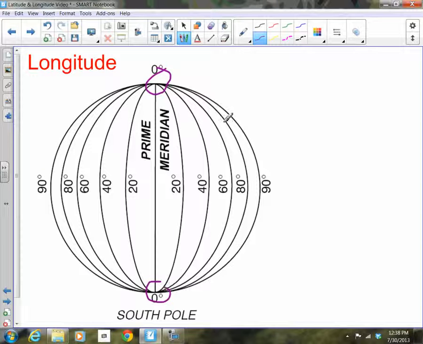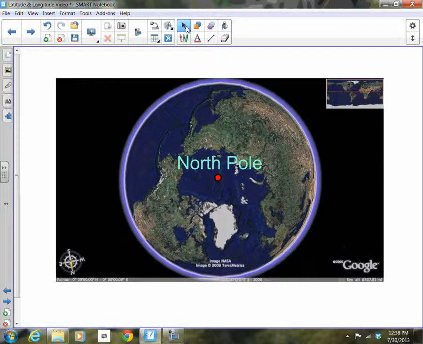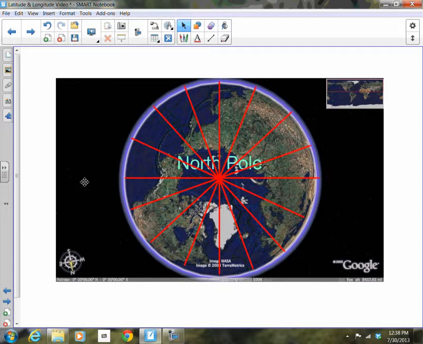Lines of longitude are also called meridians, with the 0-degree line of longitude called the prime meridian. Let's take a look at what these look like from a polar view. So here we are again, flying over the Earth's North Pole, looking down at the Earth. And as we just mentioned, lines of longitude all connect at the North and South Pole. So from this point of view, this is what they would look like. Sort of looks like the spokes on a bicycle wheel.